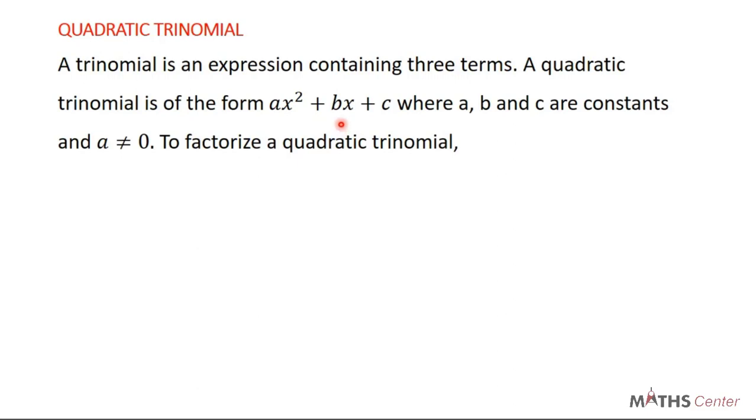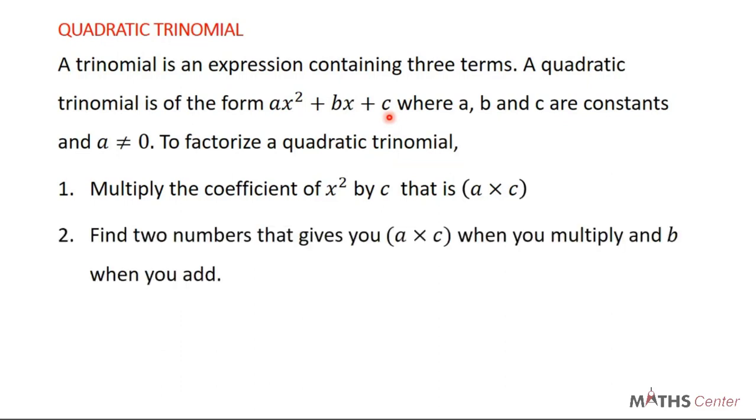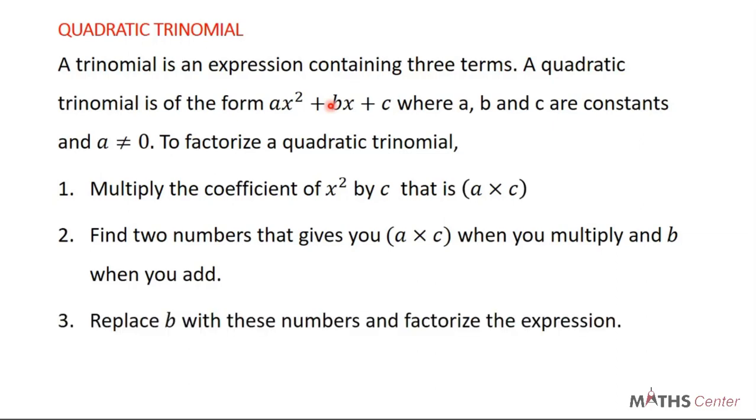So to factorize a quadratic expression or a quadratic trinomial, the first thing that you have to do is to multiply the coefficient of s squared by c, or to multiply a by c. So that's the first thing that you do. Then we are going to find two numbers that when you multiply, you are going to get ac, a times c, but when you add, you are going to get b. After you've done that, the next thing you need to do is to replace b with those two numbers and you factorize the expression that you obtain afterwards.